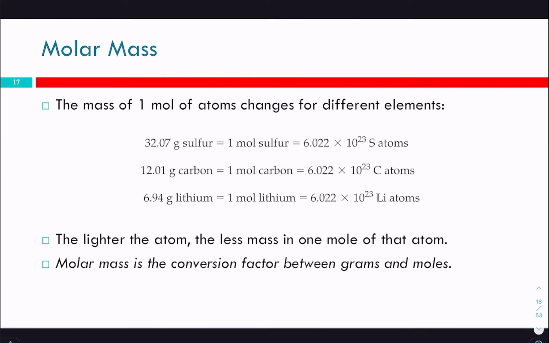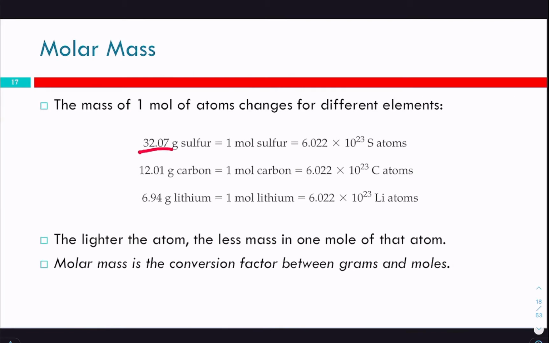So for each element, we've got a different mass: sulfur being 32, 12 for carbon, 6.94 for lithium. So the lighter the atom, the less mass in 1 mole of that atom. Just like a dozen small nails is going to weigh less than a dozen large nails. Key takeaway being, molar mass is the conversion factor between grams and moles. We're going to be using molar mass all the time for the rest of the year. Probably the most important conversion factor.